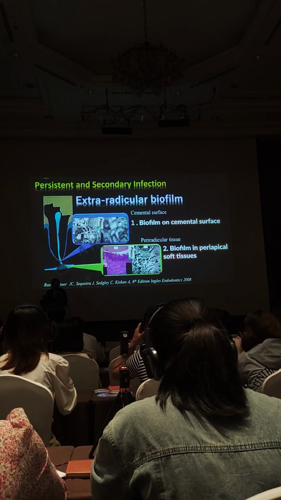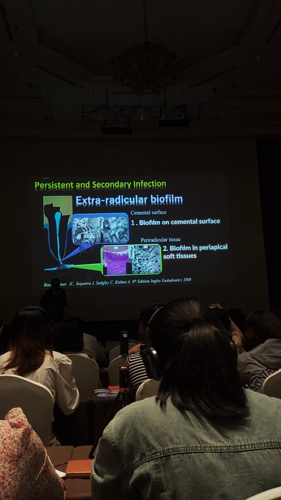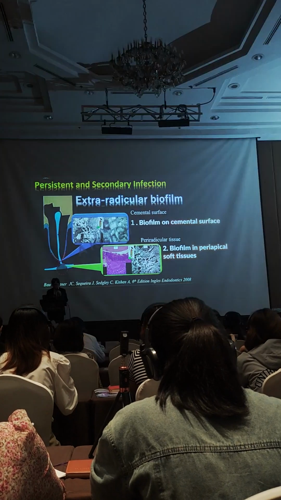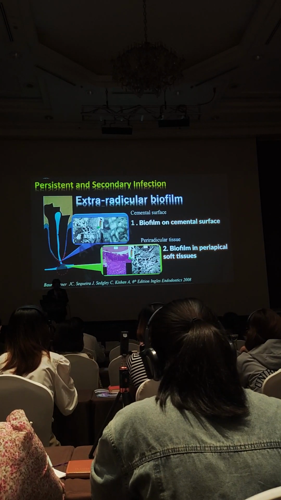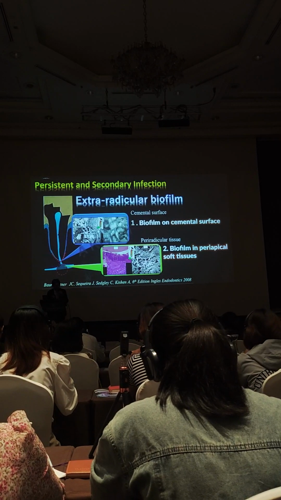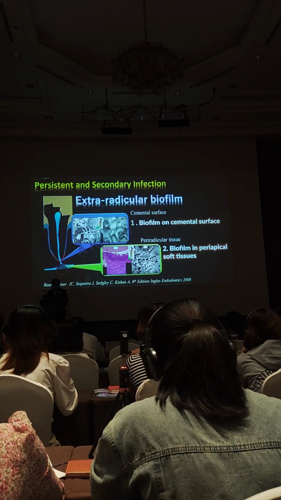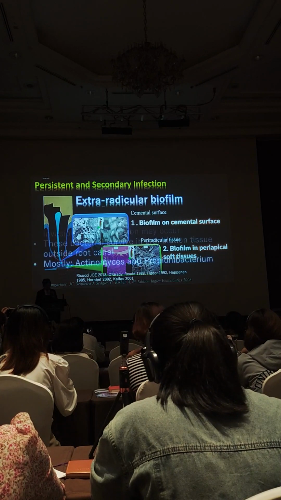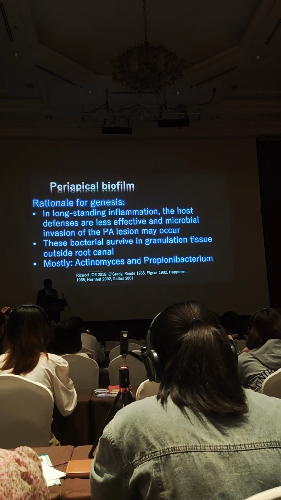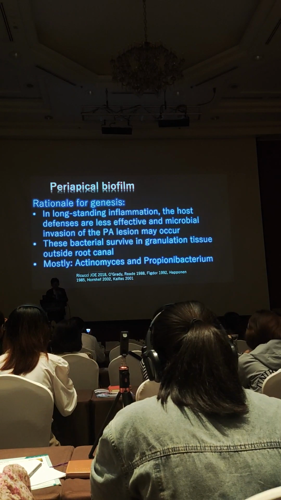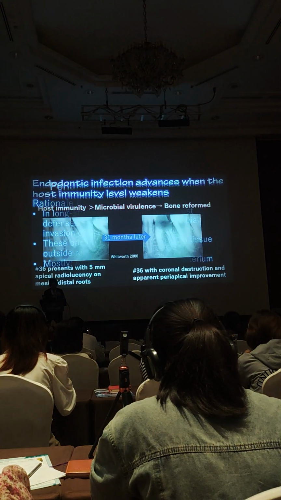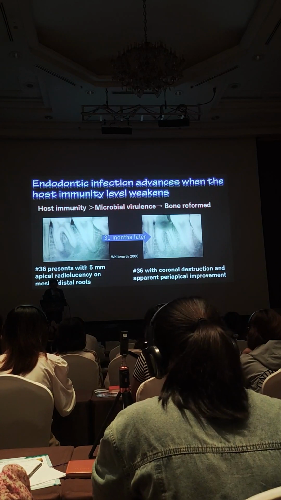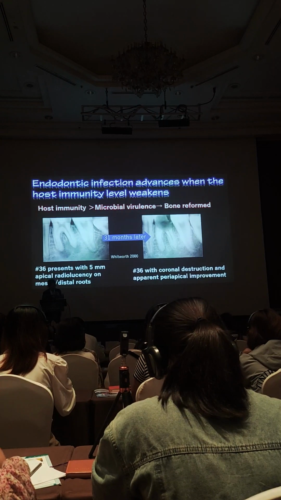And what about the extraradicular biofilms? Extraradicular biofilms can also be calcified. And you will see extraradicular infection on cemental surface or in periapical tissues. And they can be calcified too. I will tell you later. So endodontic infection advances when the host immunity level weakens.